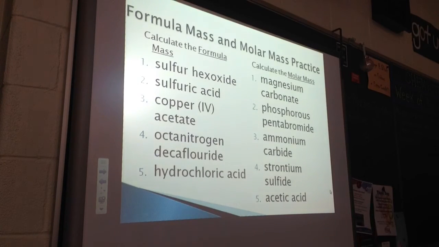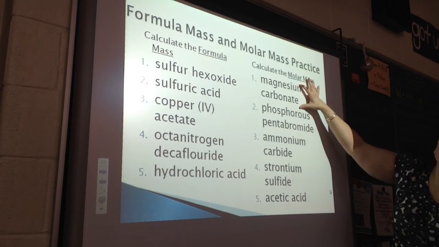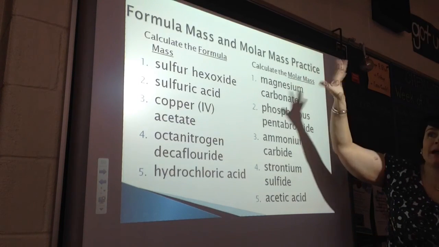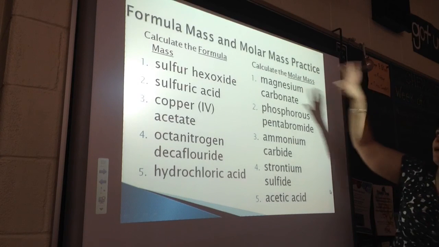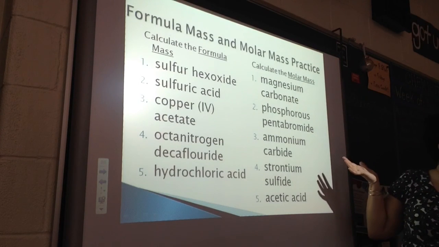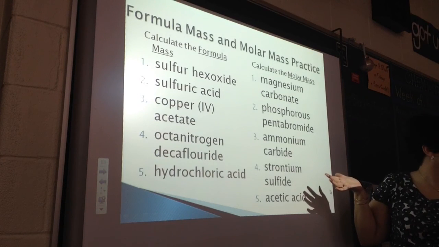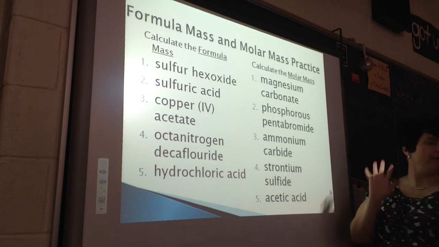Formula mass, AMU. Molar mass, grams. The setup is the same. You'll have magnesium carbonate. You'll figure out the formula: however many magnesiums at this mass, however many carbons at this mass, however many oxygens at this mass. And when you're done, you just put a G instead of AMU. Capiche? Now, write and then do.